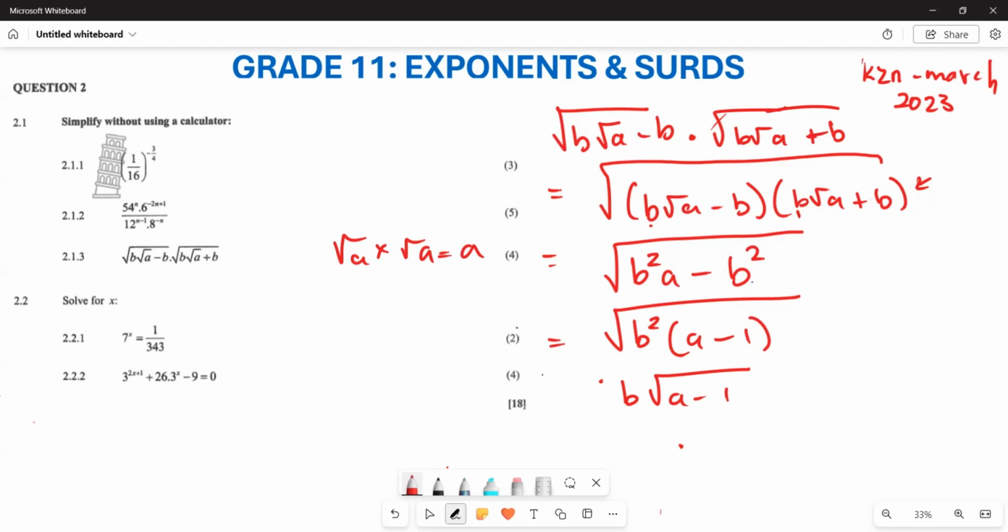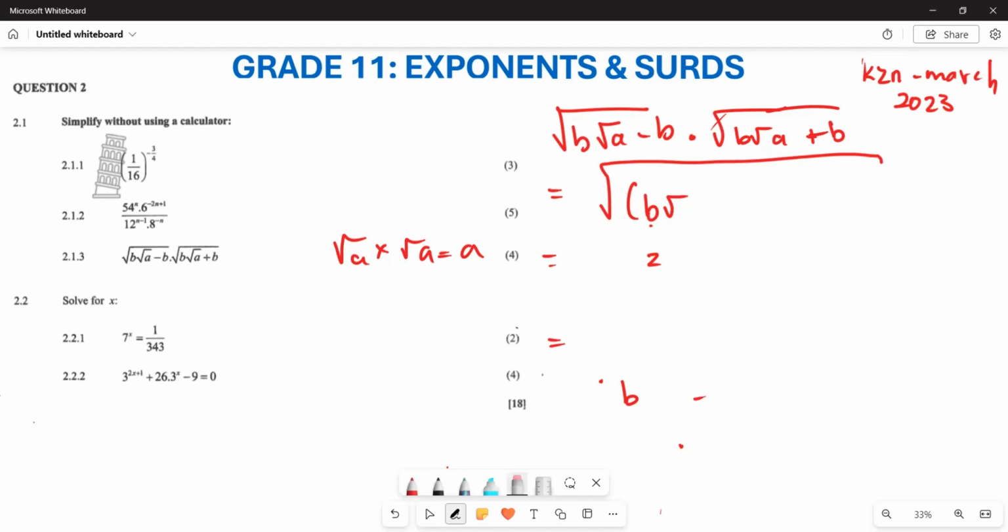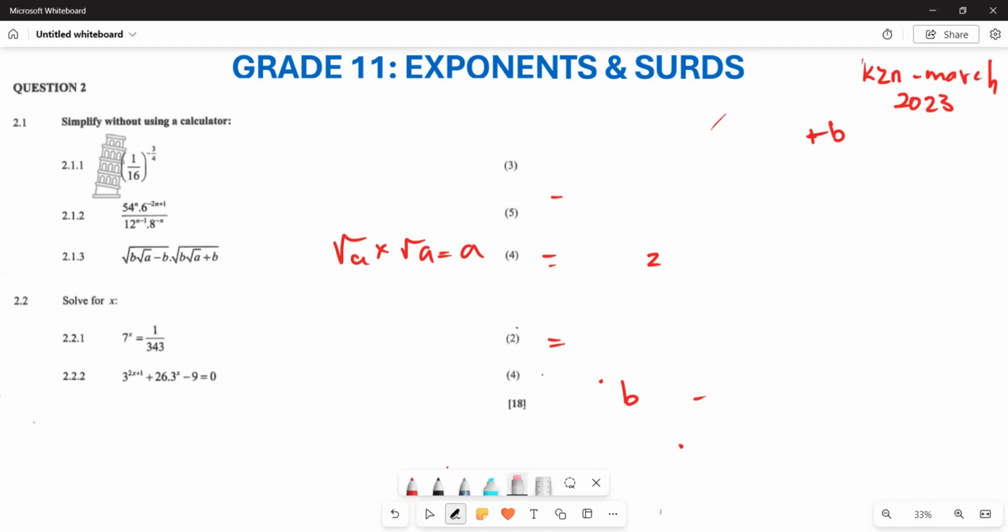Now, let's move swiftly along to the next question. In this particular question, these are going to be your exponential equations, right? Now, what is it that you are going to do here? You are given that 7 to the power of x is equal to 1 over 343, right?